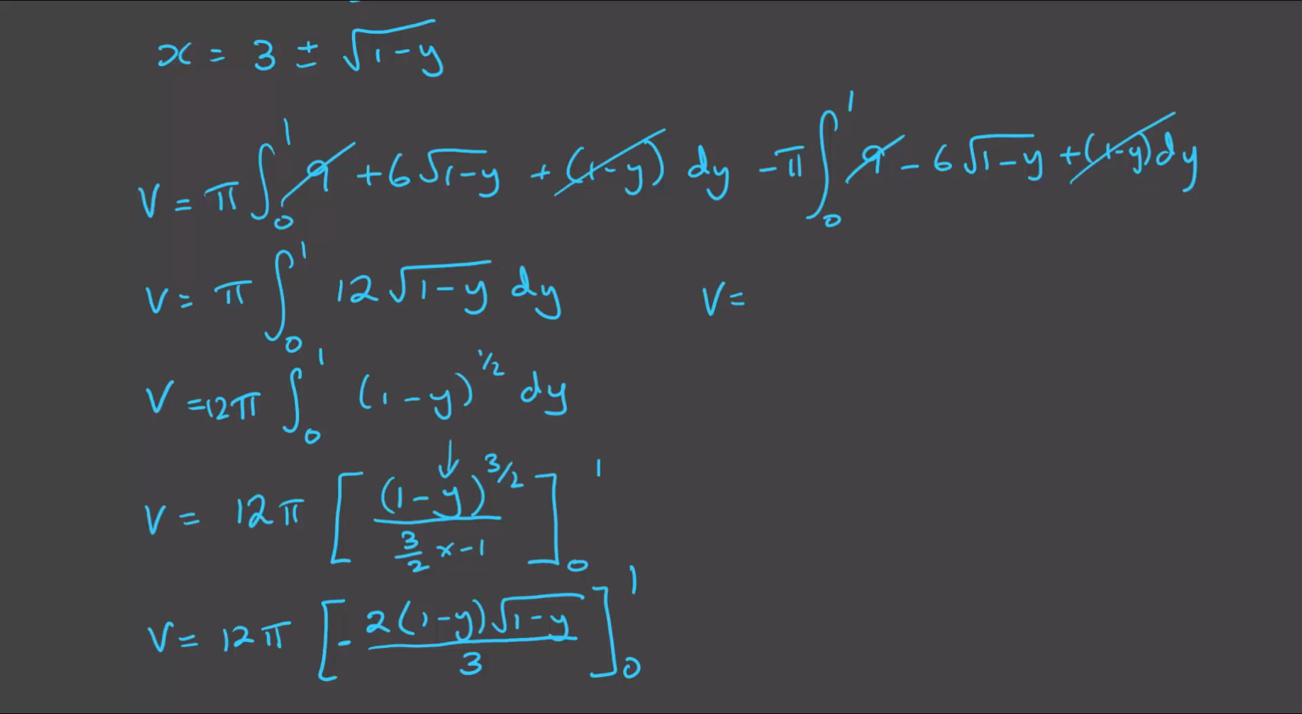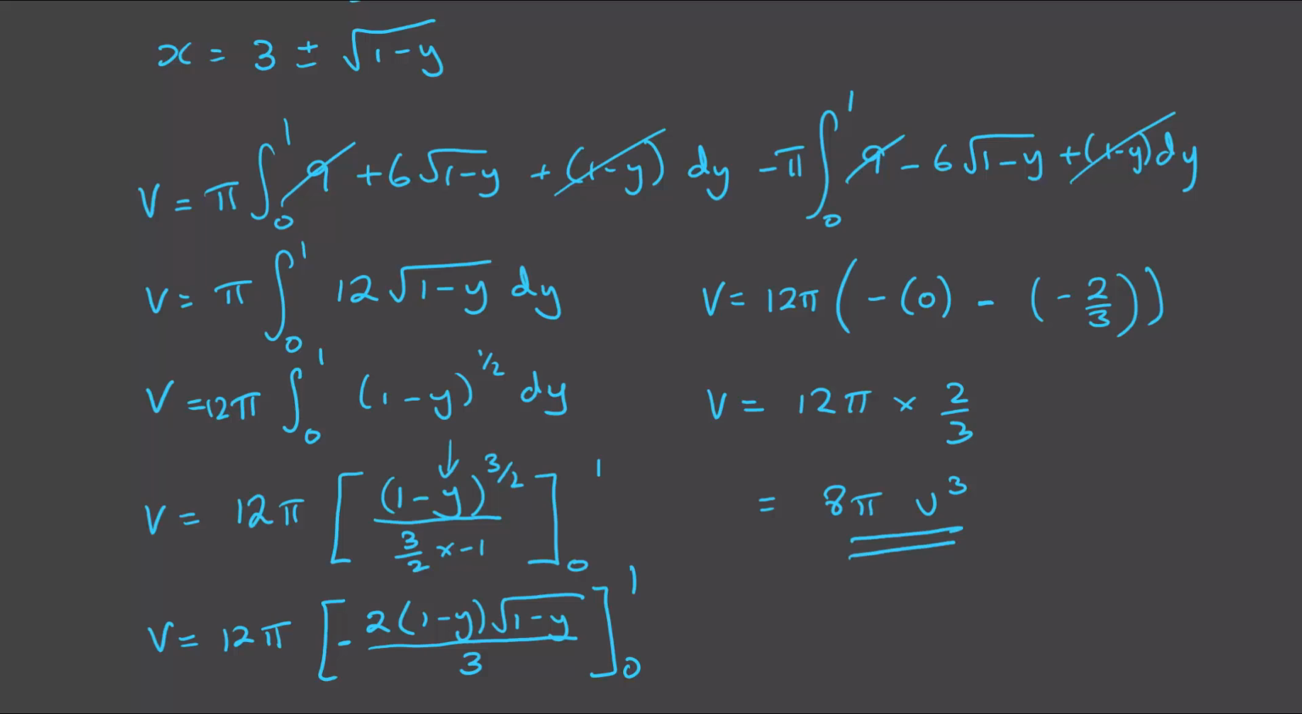Okay, so 12 pi. Now, with the top limit of 1, we're just going to end up with 0. So it's negative 0, take away, and put the 0 in there, and we are going to get 2/3. And so it is just 12 pi times 2/3, which is 8 pi cubic units. But which way was the simpler?